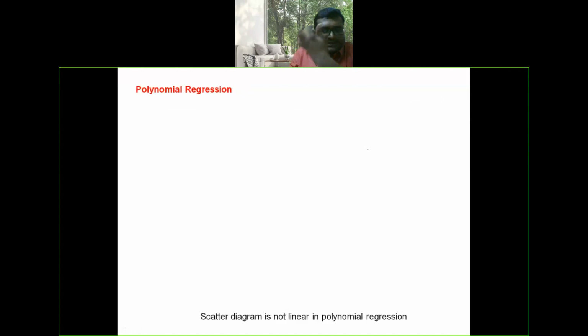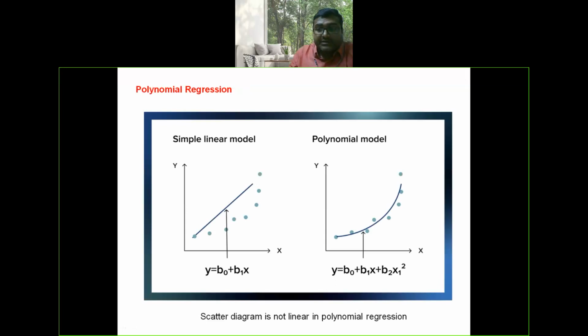Polynomial regression. In polynomial regression, the scatter diagram is not linear. Now here, if the scatter diagram is linear, then we can easily predict. We can apply simple linear regression. But in the case the scatter diagram is not linear, in that case we need to apply the polynomial regression. The polynomial regression equation is y is equal to b naught plus b1 x1 plus b2 x2 square plus bn xn square, like that.